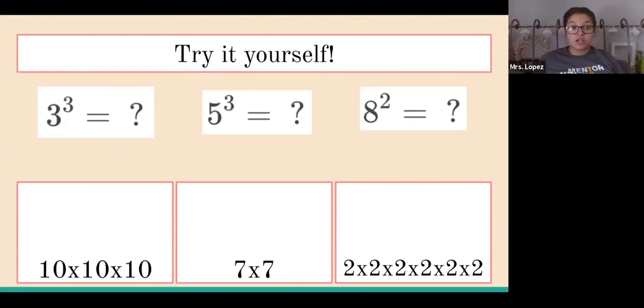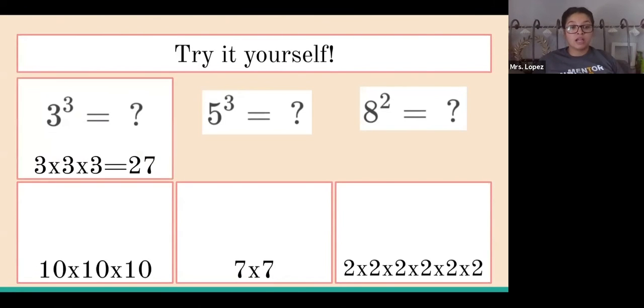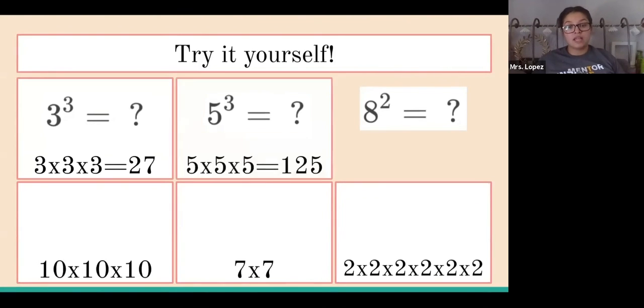Our first one is 3 raised to the 3. How do we write that out? You should have written out 3 times 3 times 3. And that is going to give you 27. We have 5 raised to the 3. So how much is that? That is 5 times 5 times 5. And that's going to give you 125.